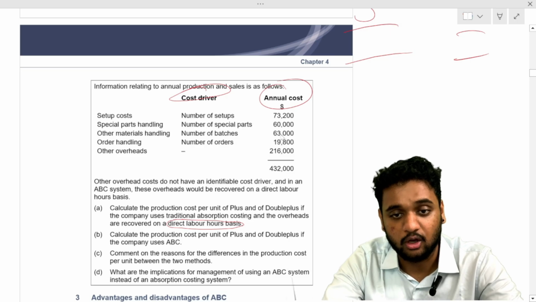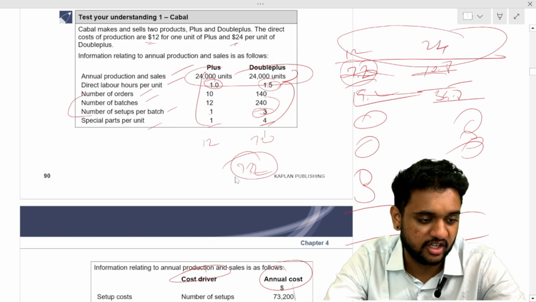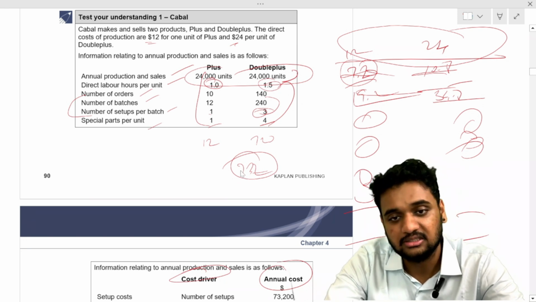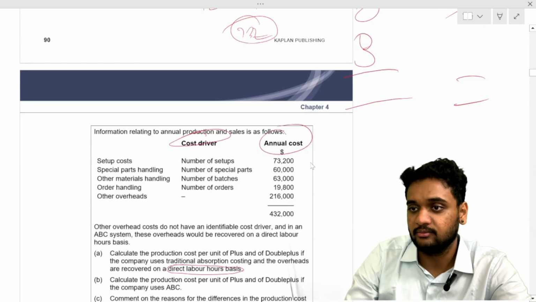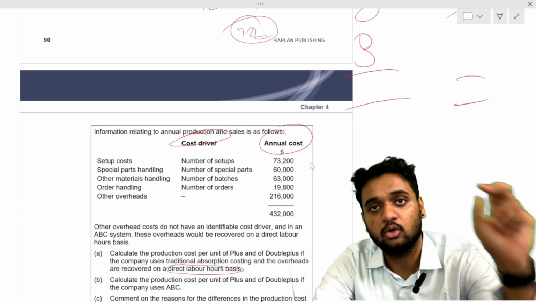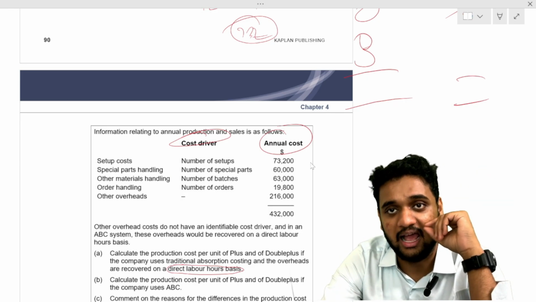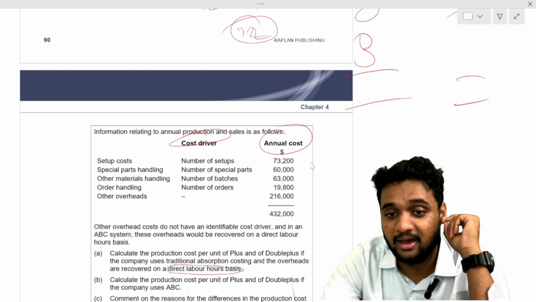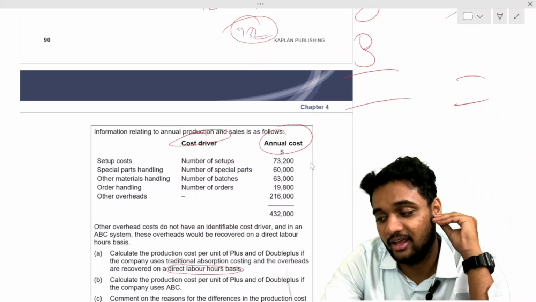Other material handling, what is the cost pool? Other material handling is the cost pool, 63,000 is the amount. Cost driver is number of batches. Number of batches is directly given to us, so no changes. What is the total number of batches? 252. So 63,000 divided by 252, what are you getting? 250. Overhead absorption rate for other material handling is 250 per batch.